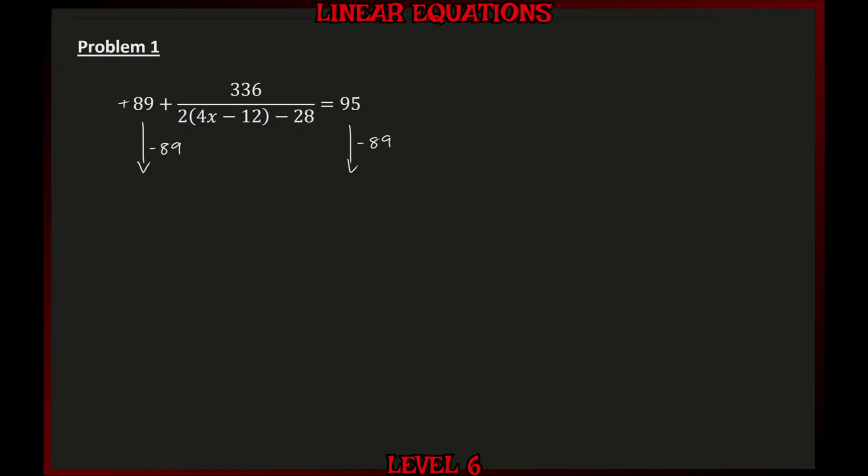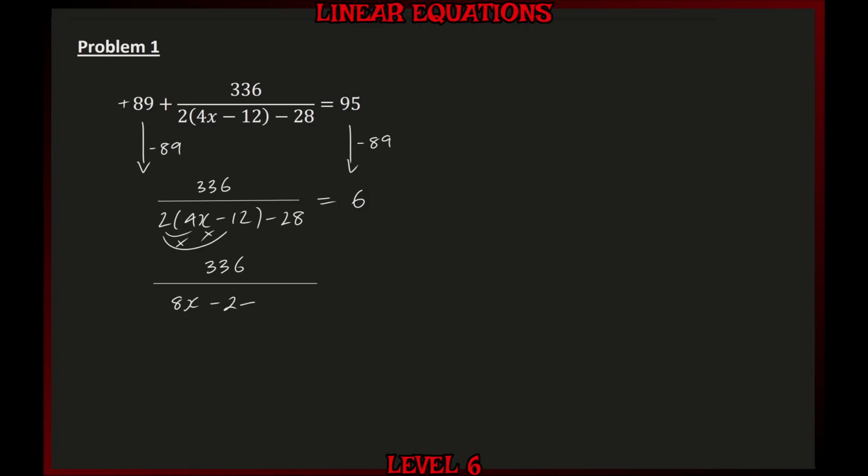Now on the left, the plus 89 and the minus 89 cancel out, and so we're left with 336 all over 2 times (4x minus 12) minus 28. On the right side, 95 minus 89 leaves us with 6. Next, I'd like to simplify the denominator on the left-hand side. So we have 336 divided by, and I can start my simplifying by expanding the brackets. So 2 times 4x is 8x, and 2 times minus 12 gives us minus 24. We still have a minus 28 under that fraction, and an equals 6 on the right.